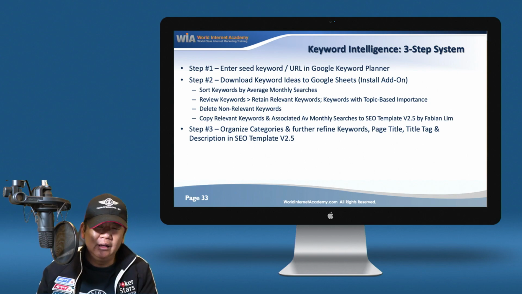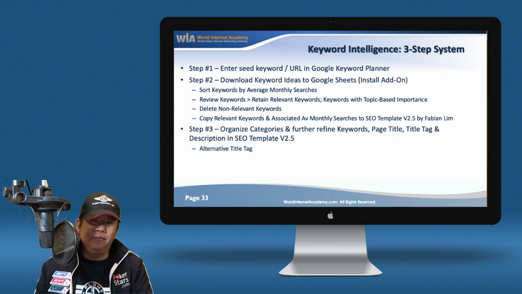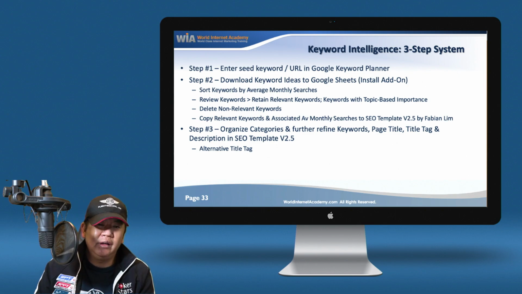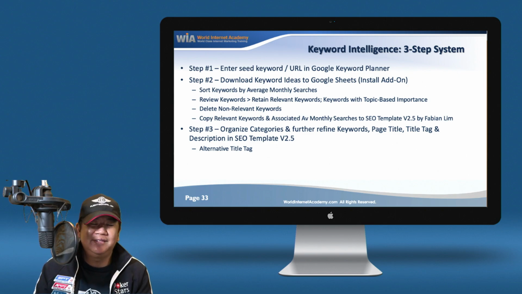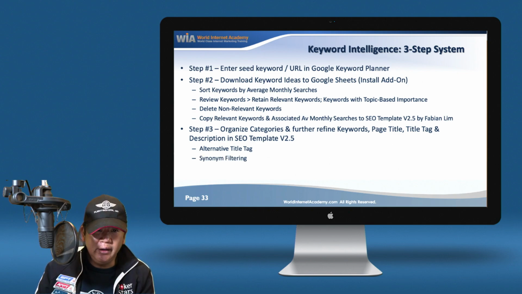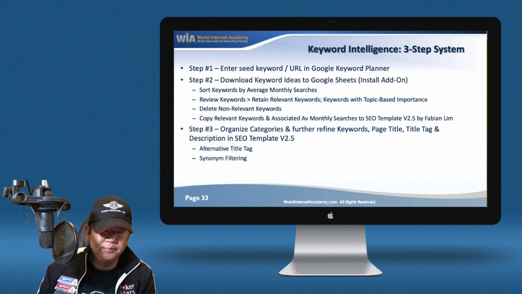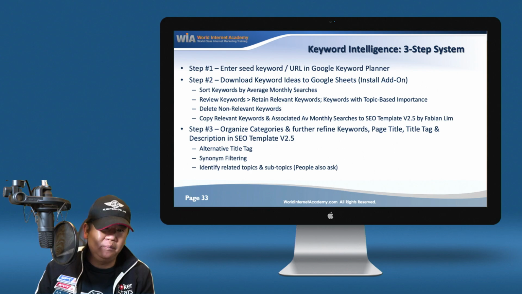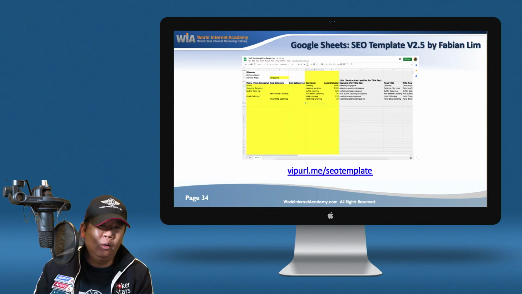So step 3 is to organize categories and further refine keywords, page title, title tags, description in a template. I'm going to share with you a few things in step 3. I'm going to share with you a concept which I put together. I call this the alternative title tag, and I'll explain to you why in a short moment. Synonym filtering, which is something I made up as well. Identify related topics and subtopics, which is part of the people also ask. And it all starts with the SEO Template 2.5.